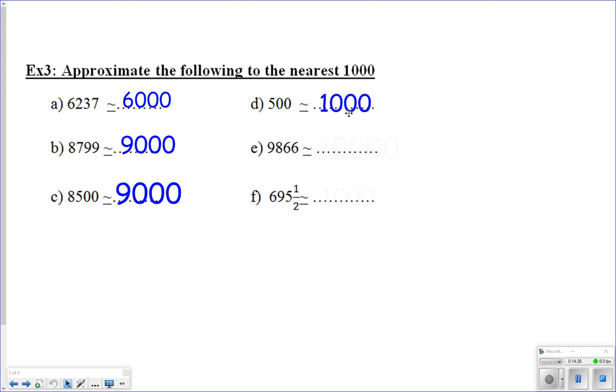Question A. Approximate 9,866 to the nearest 1000. Firstly, get your number. Our number is 9. Okay, 9 is 1000. Second step, look right next door.